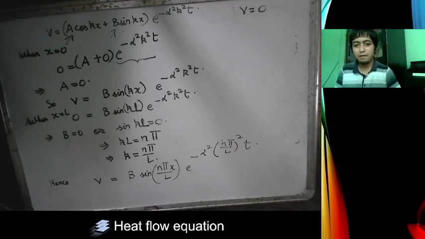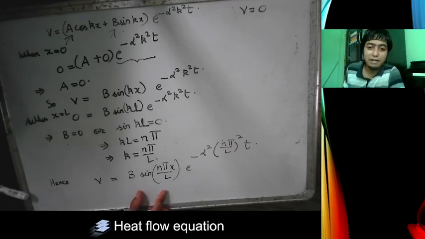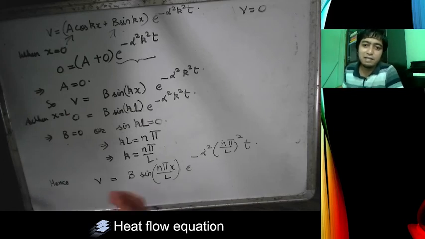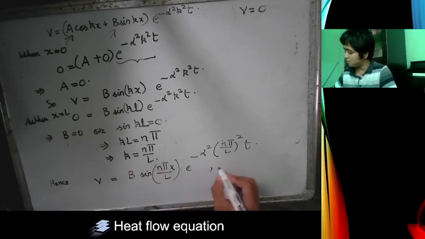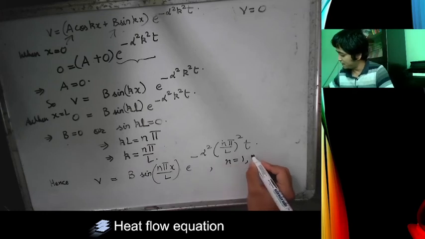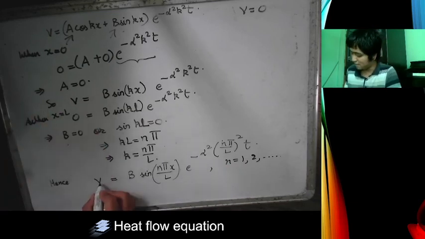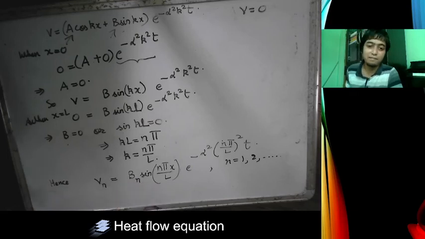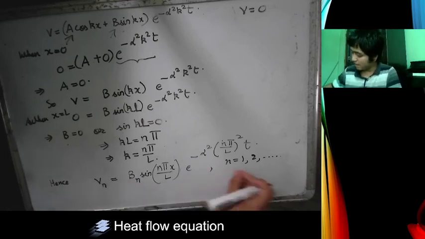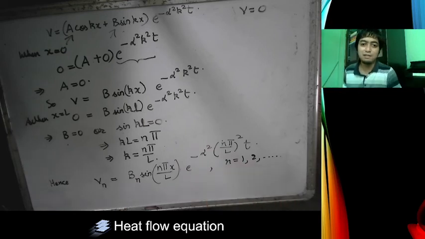Now, how many solutions are we having over here? We are having infinitely many solutions, because this solution works when n is equal to 1, n equal to 2, and so on. So what we will do now, instead of writing it as V, we can easily write it as Vn. And over here, Bn. Because we are having infinitely many solutions.